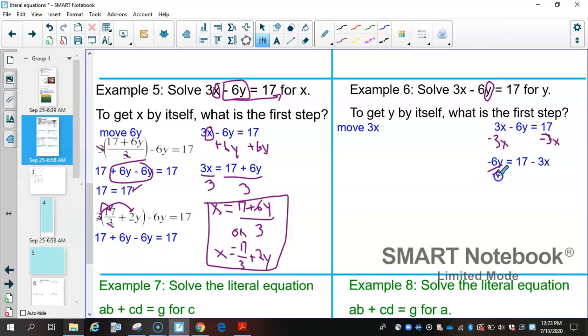I was very crooked, my apologies. Okay. And I'm going to write it how it's shown first, and then I'm going to change things about it. So how it's shown is y equals 17 minus 3x all over negative 6.